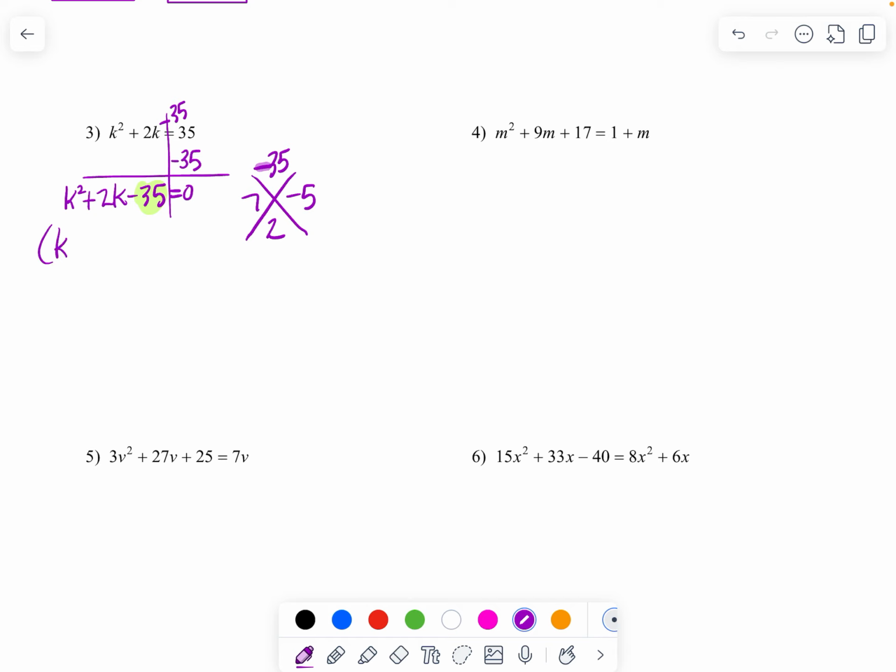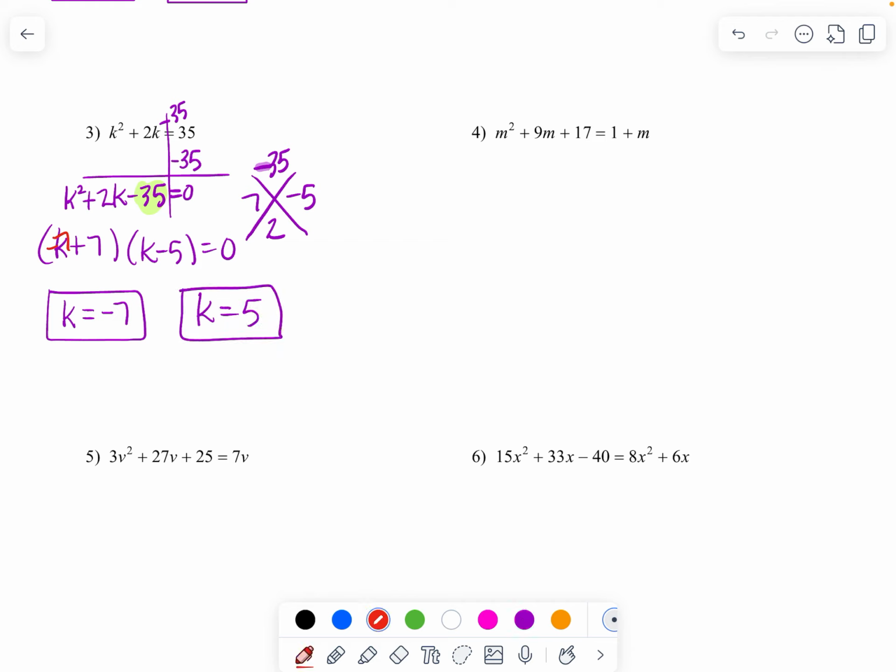All right, so we have k plus 7 and k minus 5 in our parentheses equal to 0. Our two answers are therefore the opposite of what we're seeing, because a negative 7 and a positive 7 make 0. So always picture that. If you put that negative 7 in that first parenthesis, you would get 0. The second parenthesis will be k equals 5. And again, why is it k equals 5? Because if you put that 5 in that second parenthesis, you would get 0. So that's why the answers are what they are.